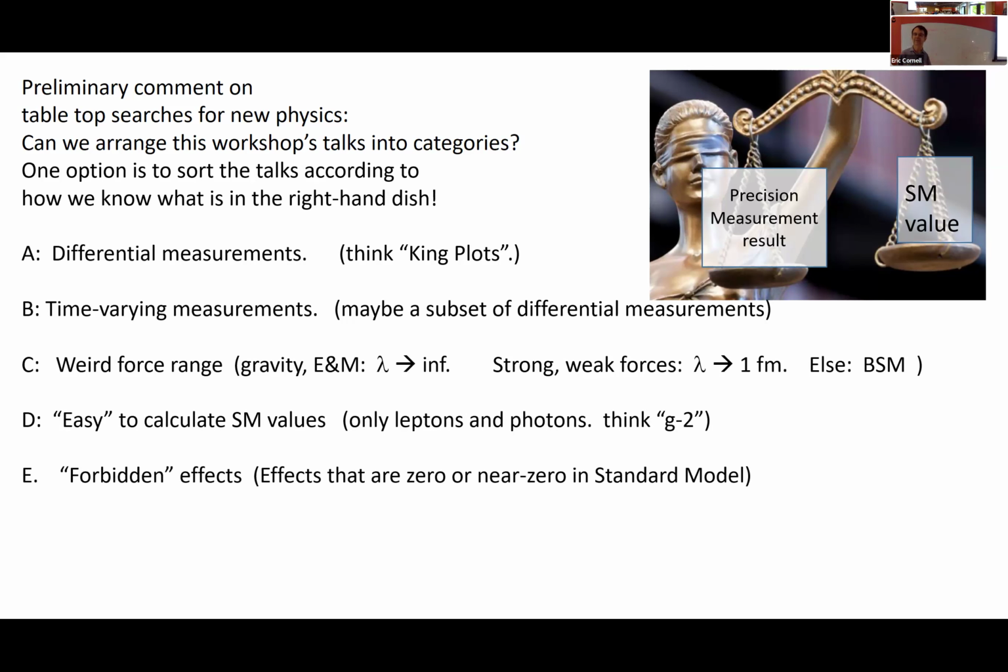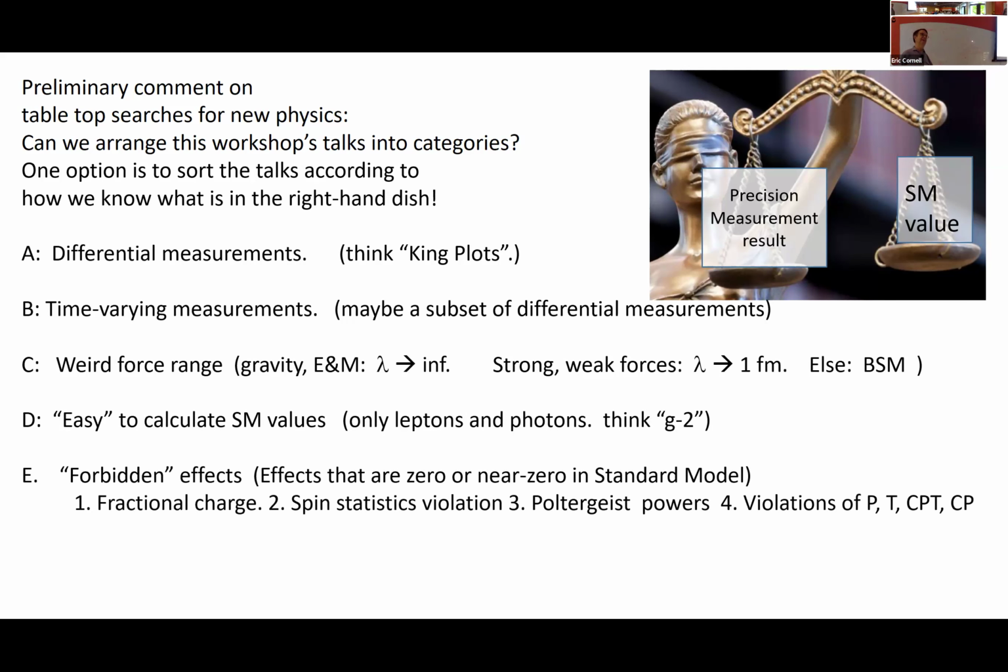And then there are looking for forbidden effects which are either zero or near zero in the standard model. The standard model makes no allowance for fractional charge, no allowance for spin statistics violation. In the standard model, there are no poltergeists.